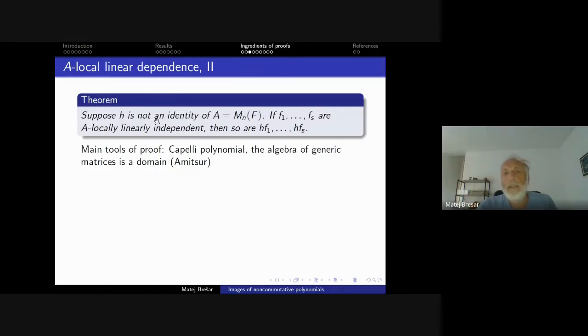This first theorem states that if we have some locally linearly dependent polynomials with regard to the matrix algebra, and we multiply them by some polynomial h which is not an identity, then this local linear dependence relation is preserved. The proof uses standard tools of PI theory, the Capelli polynomial, and a classical result by Amitsur that the algebra of generic matrices is a domain. By the way, one possible interpretation of Amitsur's result is that exactly this theorem is true where we just delete "locally" here, so that they are linearly independent in the classical sense.